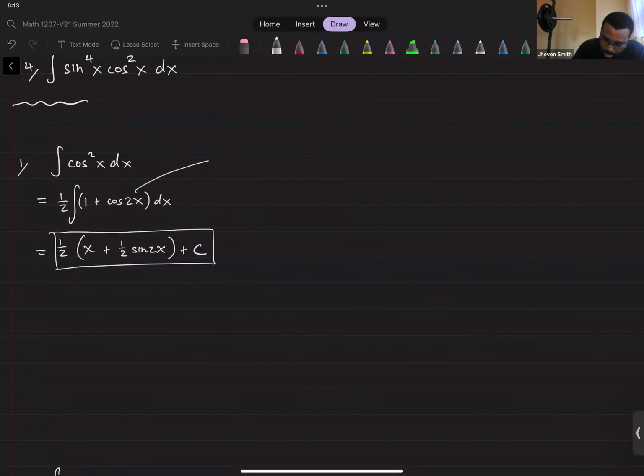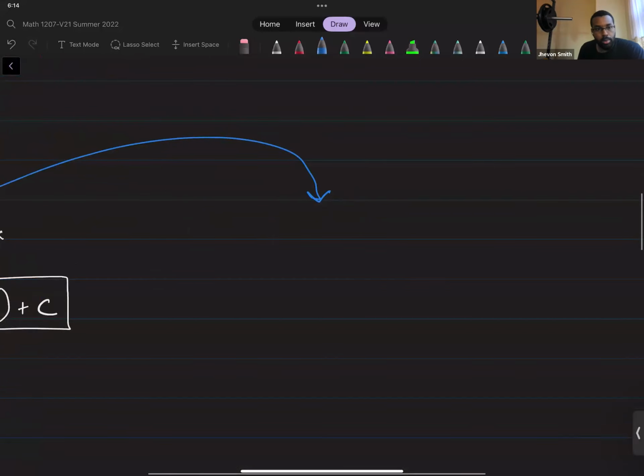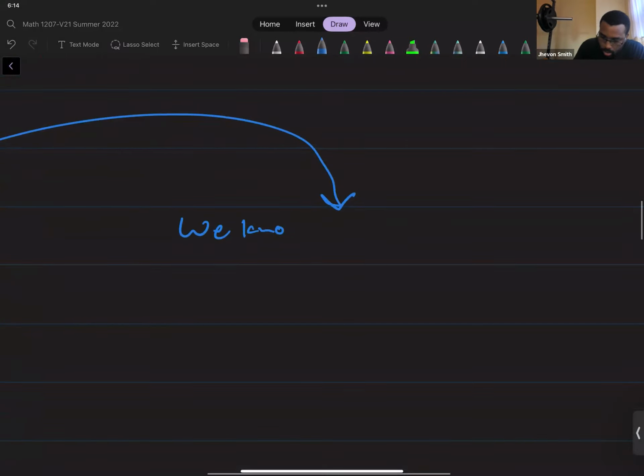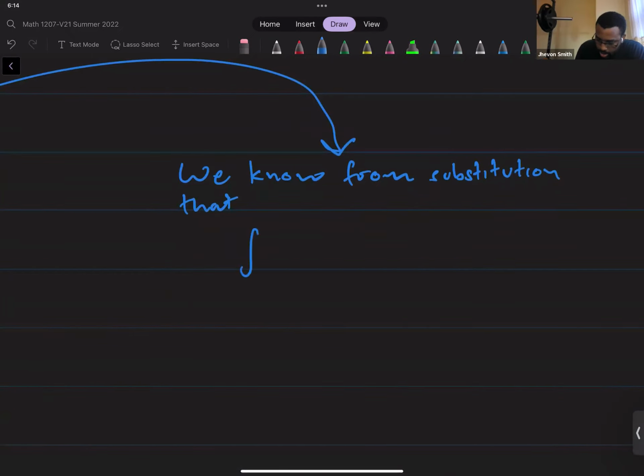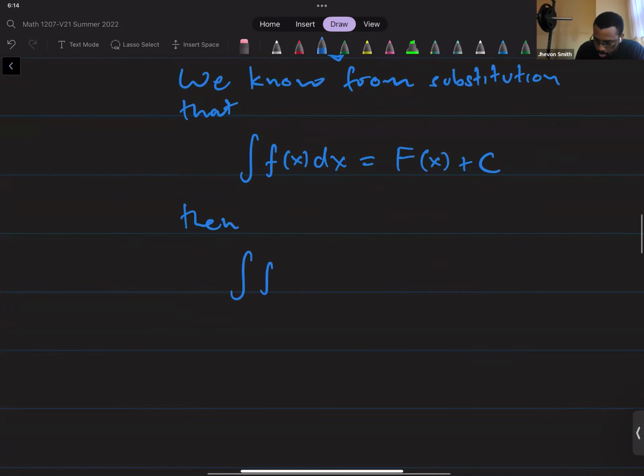So why can we do that? There are a couple of things that we can know from substitution. For example, we know from substitution that if the integral of f of x dx is equal to big F of x plus c, then if you have f of a linear function of x, ax plus b, dx, that's going to give you 1 over a F of ax plus b plus c.